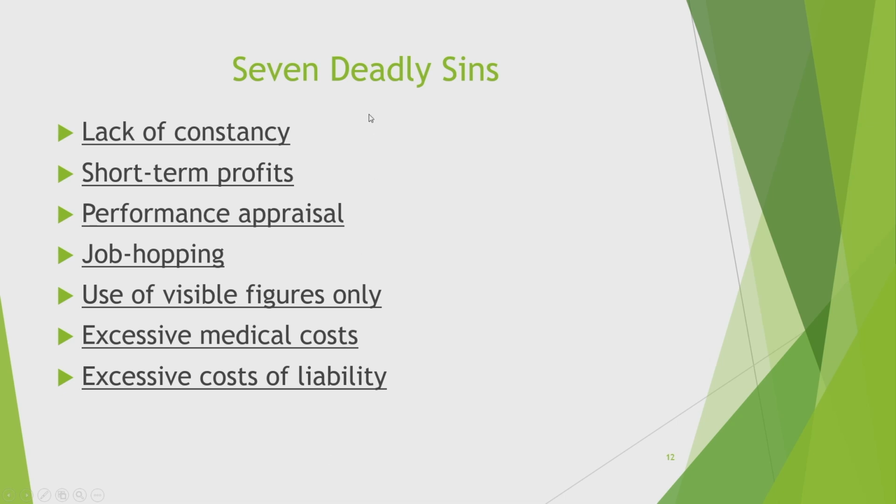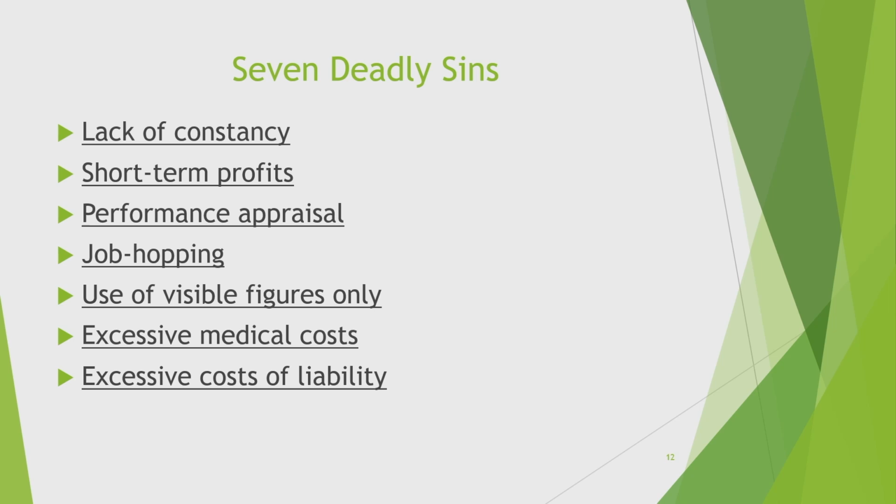He also gave the 7 deadly sins, that means management should avoid these 7 deadly sins if they want to excel in total quality management. One is the lack of constancy, that means this is a sin. If you are not constant, or even if the head of the organization is changing very frequently, then that company cannot survive for long in the market. So lack of constancy is a big sin.